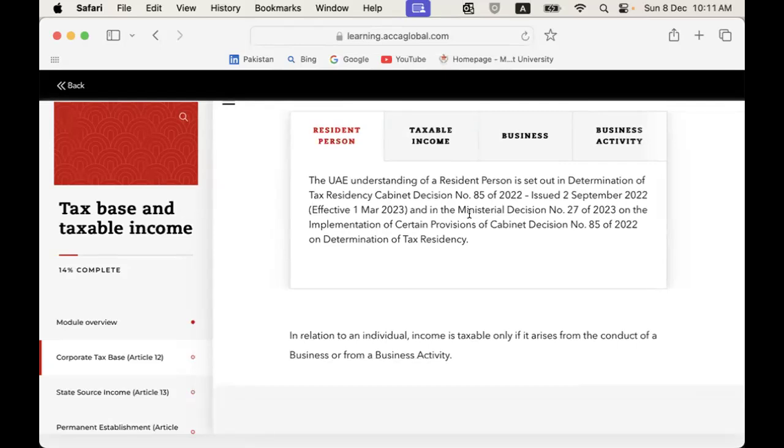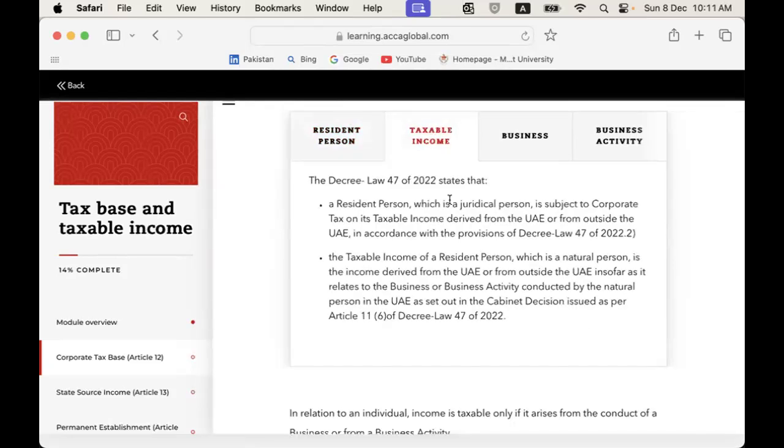One is the domestic companies, entities, and then there are foreign entities. Second concept was taxable income. Decree law number 47 of 2022. We should remember this reference, because this is the mother law of tax, which sometimes we call the decree in short, tax decree or tax decree law or tax law in short.